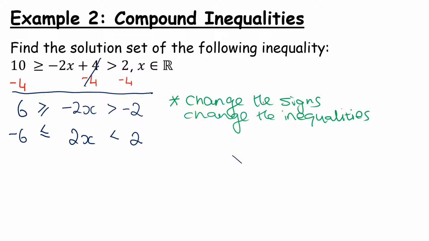I know some people may have learned rules about when you're multiplying or dividing by a negative number, but often people get confused with those rules. So what I would suggest is this very simple little change the sign, change the inequality, and then treat any multiplication or division you need to do in the next step. So in order to get this x on its own, I'm going to divide each piece again by 2. Remember, vertical balancing. So I get minus 3 is less than or equal to x is less than 2. And that gives me my solution set.